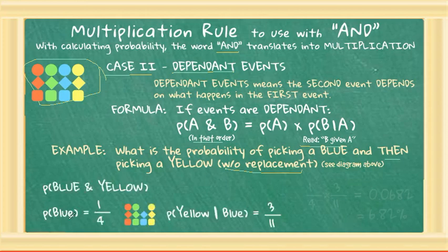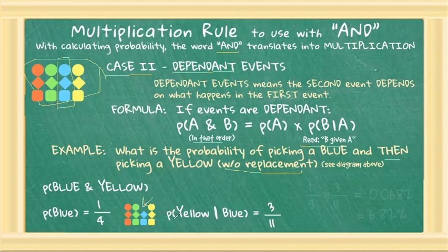So the probability of blue is 1/4. We look up here, 1/4 of the original grouping is blue, or 3 out of 12. But then we're assuming that one's been picked, so notice it's not there.